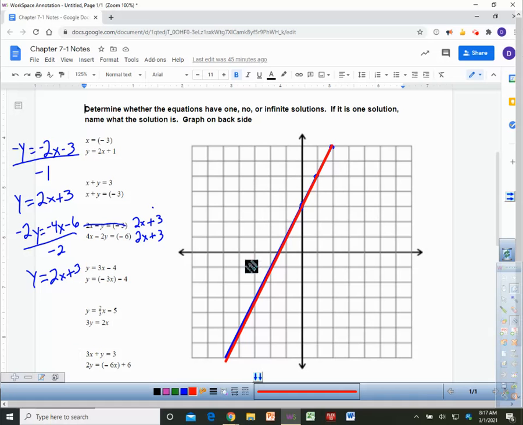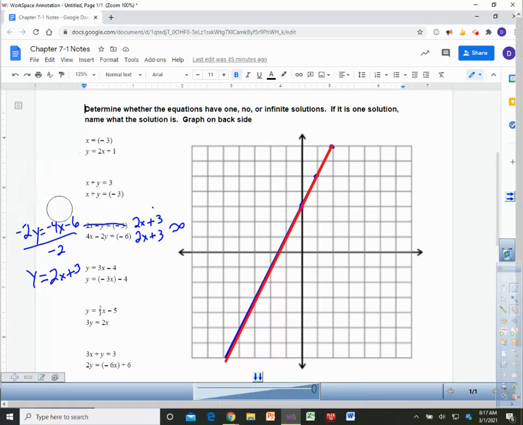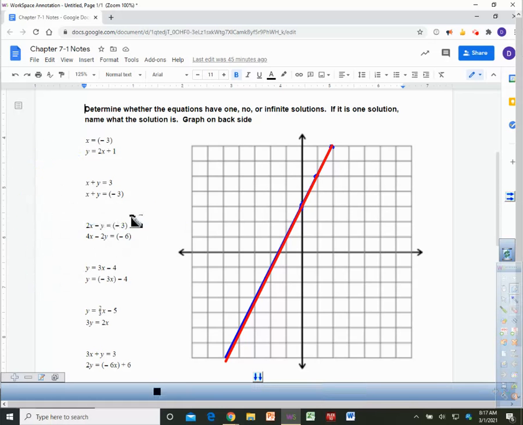So this would be an example of infinite solutions because our equations are the exact same. So those are what the 3 examples are, what they're talking about today. So do a couple more, then I'll let you go.